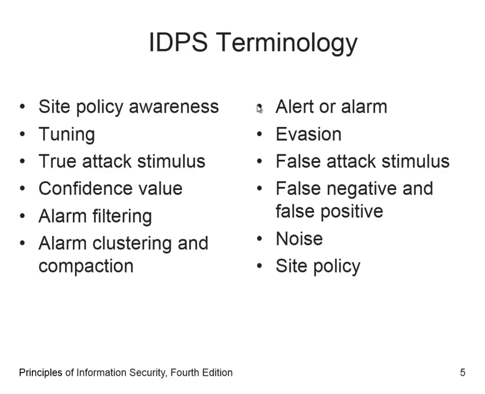False attack stimulus is an event that triggers alarms and causes a false positive when no actual attacks are in progress. False negative means the failure of an IDS system to react to an actual attack event, while false positive is an alarm or alert that indicates that an attack is in progress or that an attack has successfully occurred when in fact there was no such attack. True attack stimulus is an event that triggers alarms and causes an IDS to react as if a real attack is in progress.